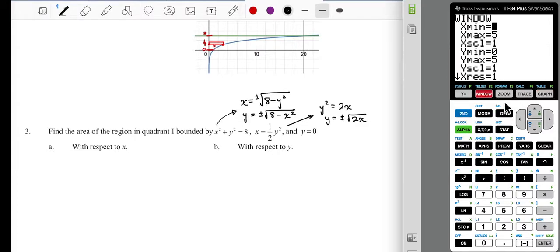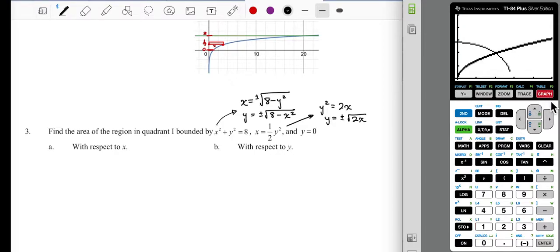Maybe I'll give myself a little wiggle room, -0.1, just so I can see the axes. All right. It doesn't quite make the connection there, but that's a calculator issue. It's just incapable, because it thinks it's going vertical when it's really not.